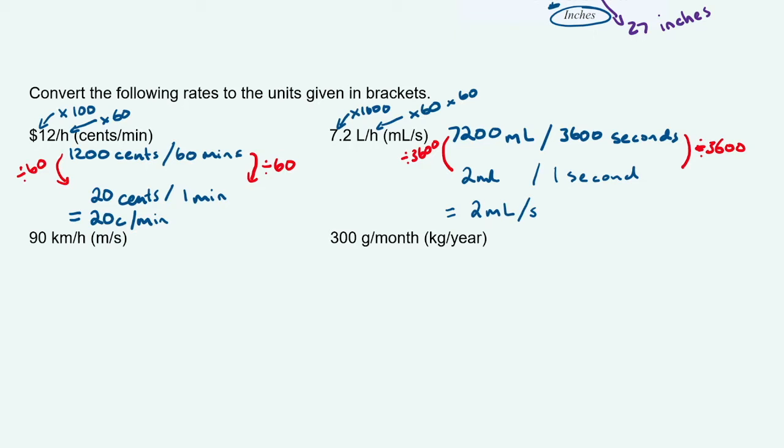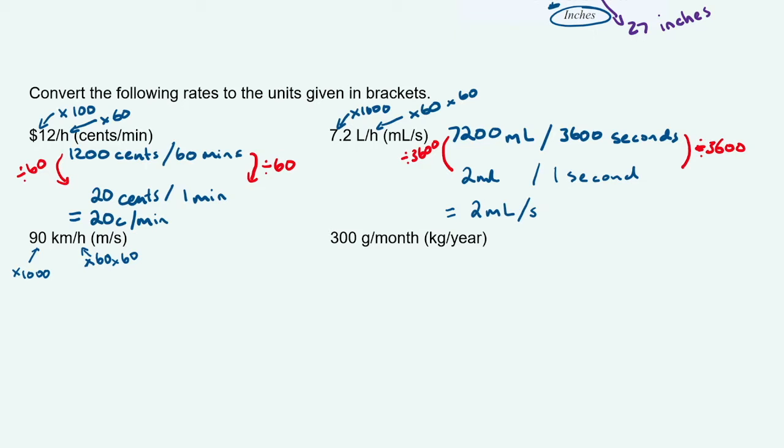Fairly straightforward so far. Here's our next one. We've got 90 kilometres per hour. We want to do that in metres per second, sorry. This guy needs to be times by 1,000 because that's how many meters there are in a kilometer. And this guy by 60 and then 60 again, just like the question before.